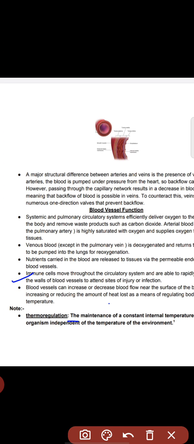Blood vessels can increase or decrease the blood flow because blood vessels have this tunica media layer that is made up of smooth muscles that help the contraction and relaxation of blood vessels, so that it can carry out the function of maintaining the blood flow. Okay, here in your notes a note is there: thermoregulation. Thermoregulation means temperature regulation. Maintaining a constant internal temperature is done by the blood vessels through their action of contraction and relaxation.